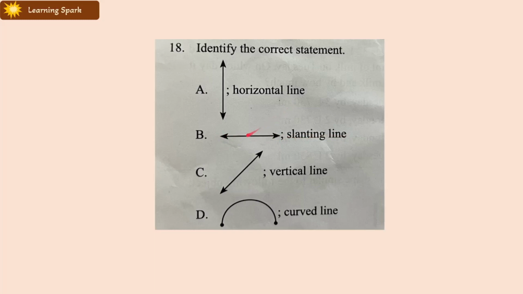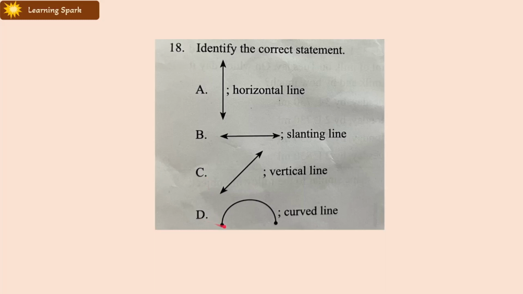Slanting line will have some kind of a slant, right? It's not a complete horizontal line. So this is not a slanting line. Okay, so this is incorrect. Now this is a slanting line, but it says that it's a vertical line. Okay, but this is not a vertical line, so this is also incorrect.